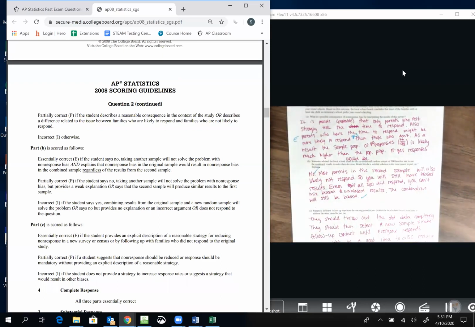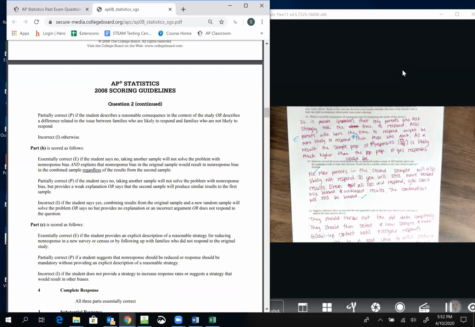That part is good. The second sentence, that most parents in the second sample also likely did not respond, did nothing for me. That didn't add or detract from my points. But it didn't hurt either, so it's fine that it's there.